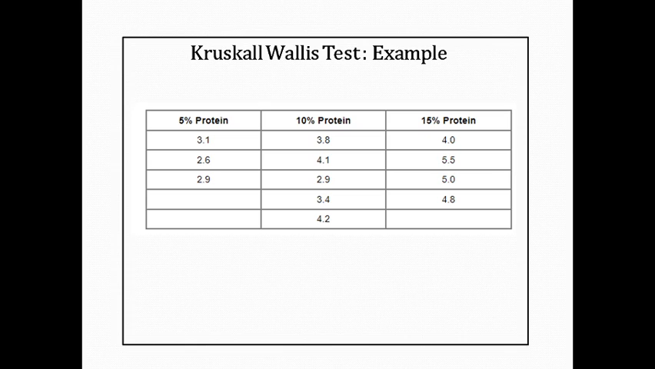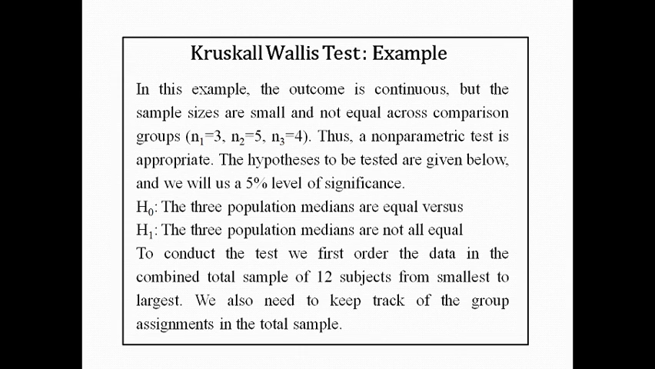The ranges are given as 5%, 10% and 15%. So we want to test whether this level of participation is the same or not. This is our interest. That means we want to know if there is a difference in serum albumin levels among subjects on these three different diets.